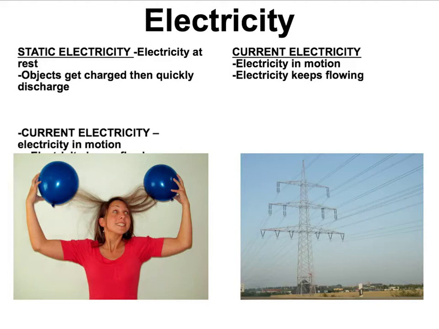In current electricity, the electricity keeps flowing, it keeps moving, but in static electricity, what can happen is that an object gets charged, and that electricity stays in the object until that object is discharged. But once the object has its electricity discharged, then the object isn't charged anymore. We're going to experience that a lot with the labs and activities that we do in class.